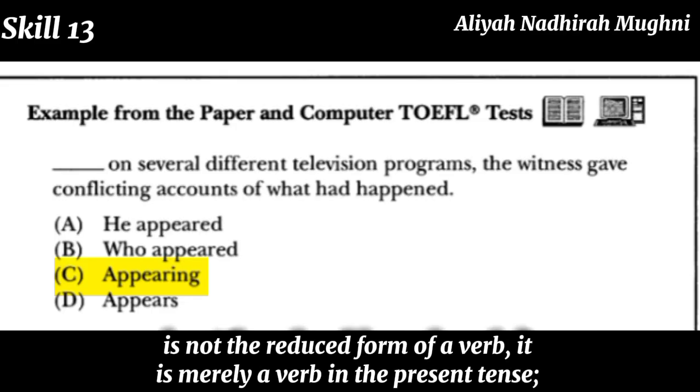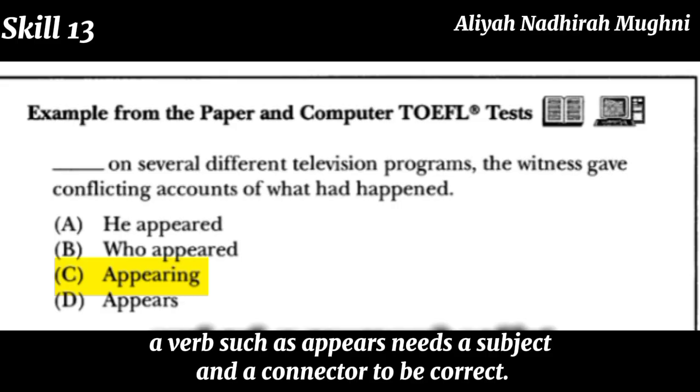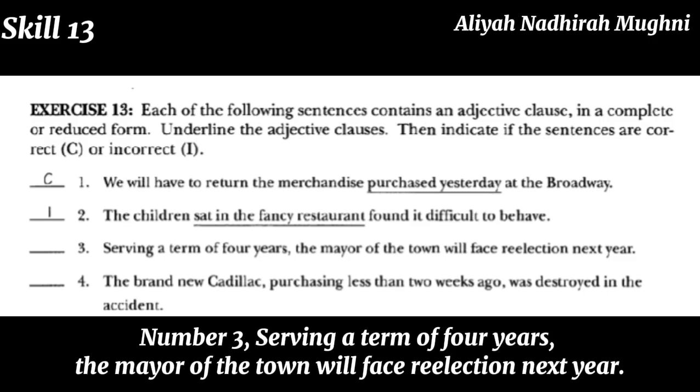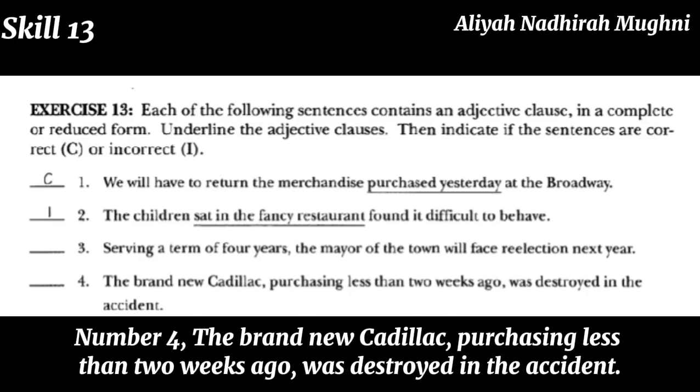Answer D is not the reduced form of a verb. It is merely a verb in the present tense. A verb such as appears needs a subject and a connector to be correct. Next are examples from exercise 13, number 3 and 4. Number 3. Serving a term of 4 years, the mayor of the town will face re-election next year. Number 4. The brand new Cadillac purchasing less than 2 weeks ago was destroyed in the accident.